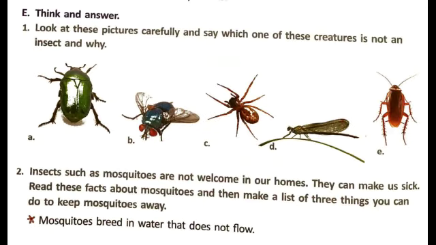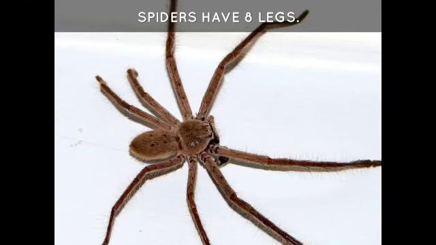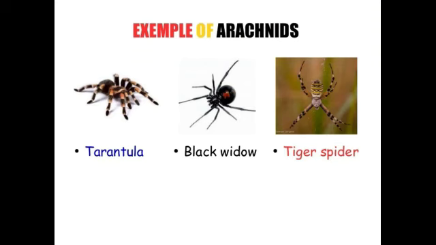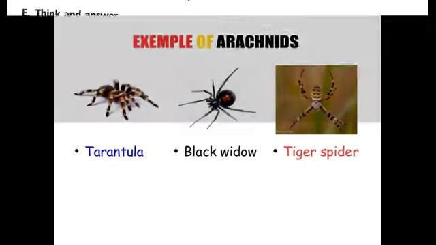The third one is a spider. Now count the legs. Are they 6 in number? No, isn't it? Spider has 8 legs. Its body is also not divided into 3 sections. Spider is placed in the group called Arachnida. So spiders are not insects.